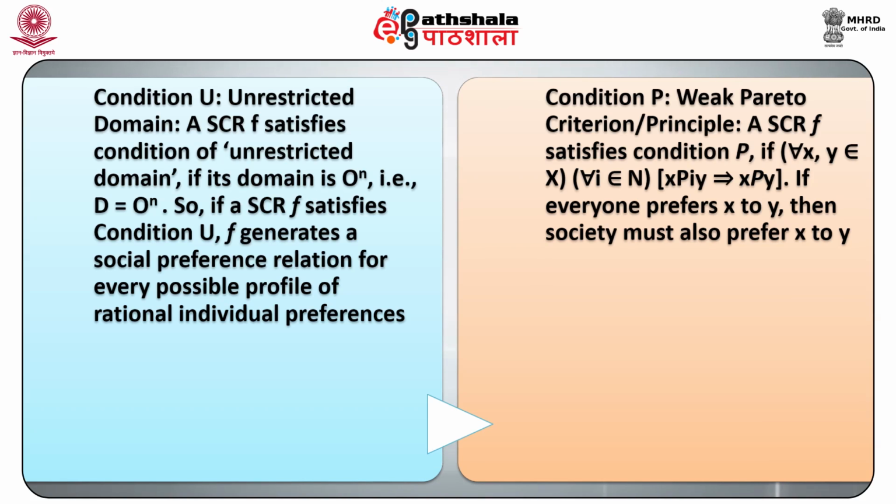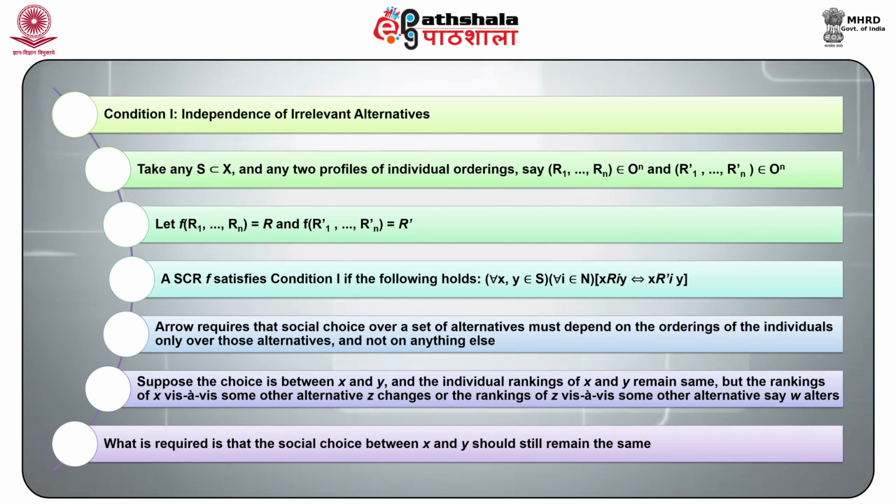A SCR f satisfies condition P if for all x and y belonging to X and for all i belonging to N, x Pi y implies x P y. If everyone prefers x to y, then society must also prefer x to y. Condition I, independence of irrelevant alternatives.